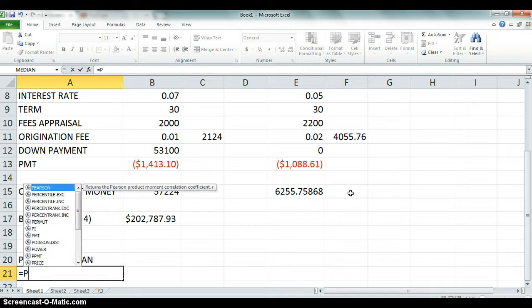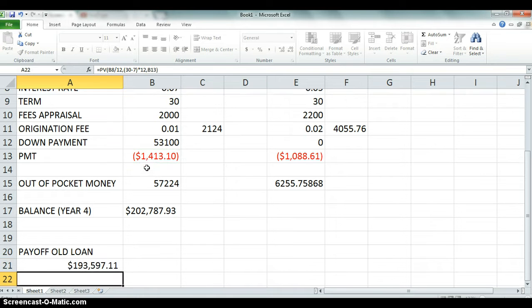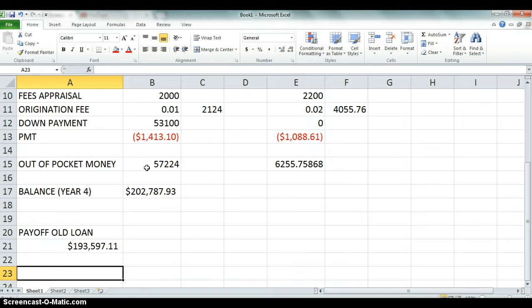The payoff for the old loan would be the present value of 7% as an interest rate divided by 12. The number of periods will be, since the family is planning on moving out in the 3rd year into the second loan, then 3 years into the second loan would mean 7 years into the first loan. So that would be 30 minus 7 times 12. And finally, for our payment, the payment will always be the same. This is the payoff of the loan into year 7 in the old loan.